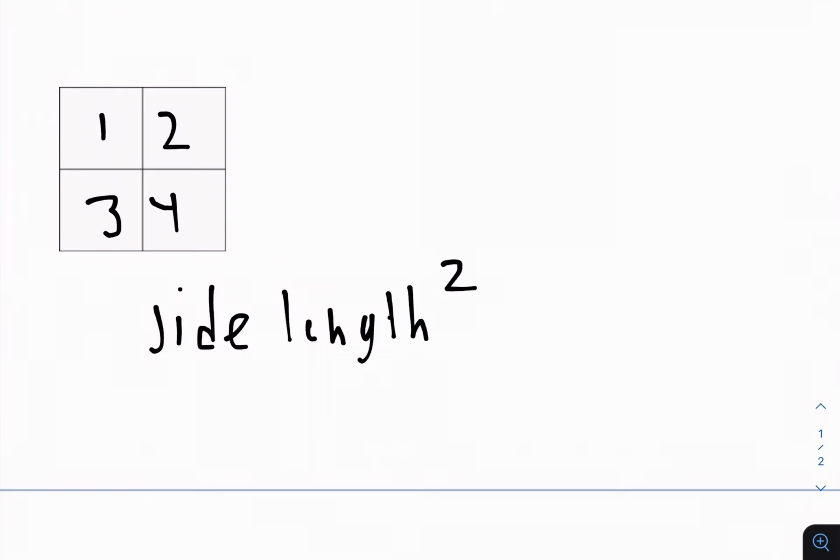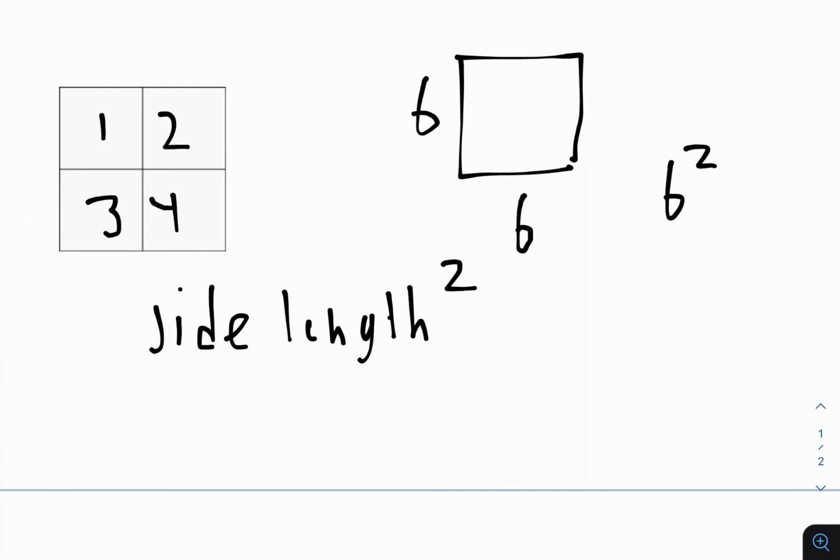So let's take this for example. A square has, let's say, a side length of 6. So one of the sides is 6. So to find the area of this, we just do 6 times 6, which is 36. Or you can just write this as 6 squared, so that's 36. And the answer is 36 units squared.